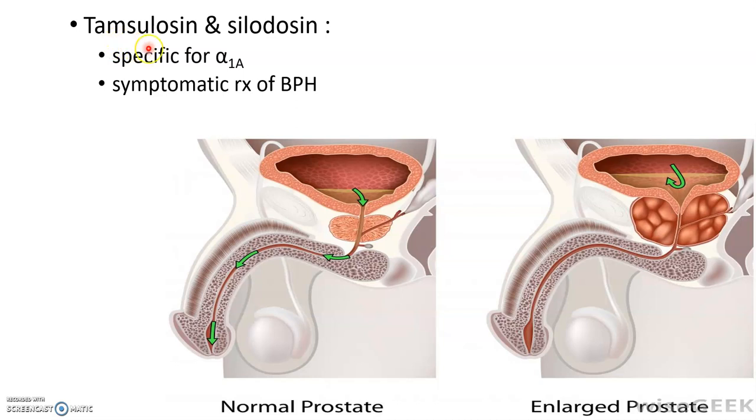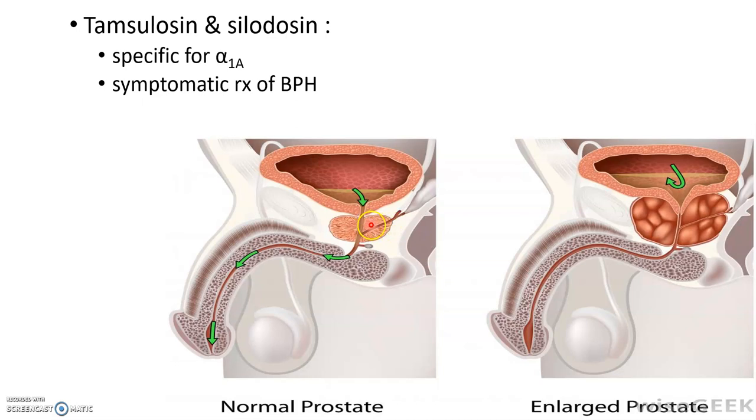And then we have tamsulosin and silodosin. Tamsulosin and silodosin are specific for alpha 1A. So this is the bladder, the urine flow here, the urethra, the prostatic urethra, and this is the prostate gland.